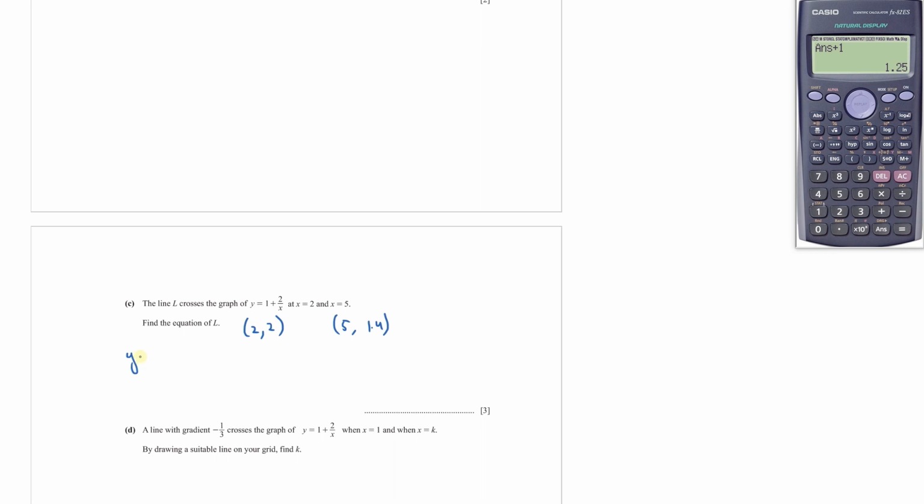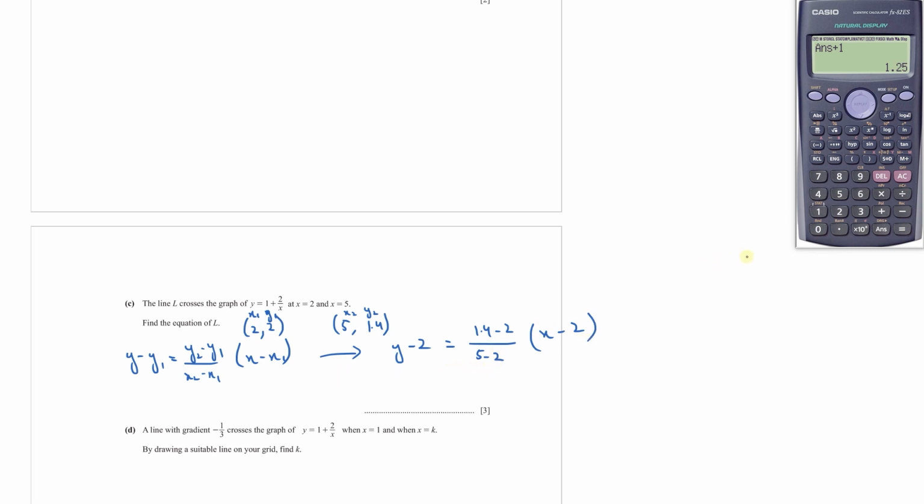Your formula for the equation is y minus y1 equals the gradient, which is y2 minus y1 over x2 minus x1, into x minus x1. We can take any of these points. So let's call this x1 and y1, and let's call this x2 and y2. Then we can substitute these values here. So y minus y1 will be y minus 2, then y2 minus y1 will be 1.4 minus 2, over x2 minus x1 which is 5 minus 2, into x minus x1, which is x minus 2.